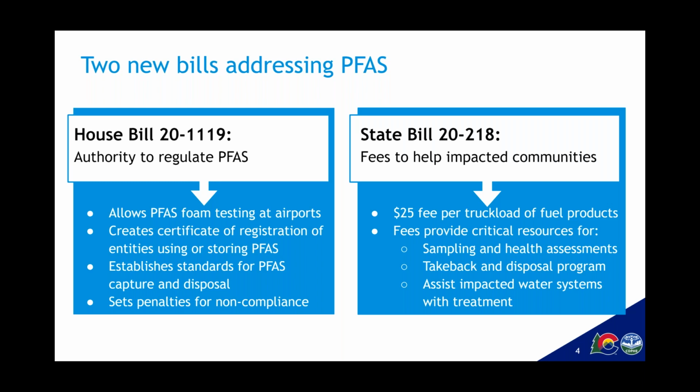The other is State Bill 2218. This starts creating a fee on the fuel products where you actually have to use PFAS foams to put out fires associated with those. With these fees on the truckloads of fuel products, it creates a fund that we can then use to help impacted communities. So we'll be able to go in and do additional sampling and health assessments in impacted communities. We're looking at putting together a take back and disposal program, similar to what other states have done. And where we find communities and water systems impacted by PFAS, there's a fund to help them out.